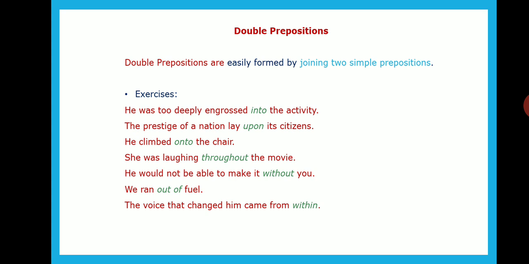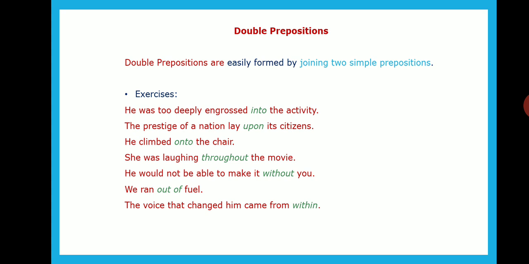Okay. So first example, he was too deeply engrossed in the activity. He was too much into the activity, too much concentrated on that activity. When kids watch TV, they keep their mouths open and listen. So, too engrossed, too concentrated.